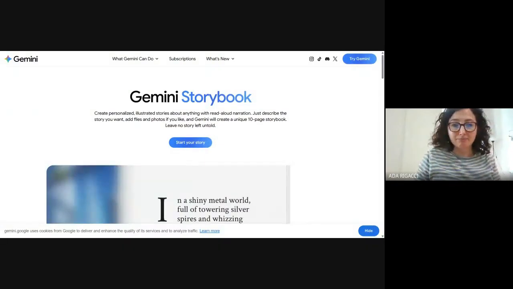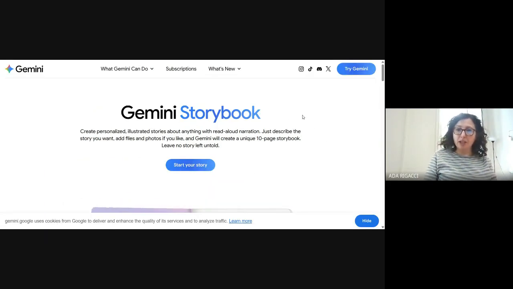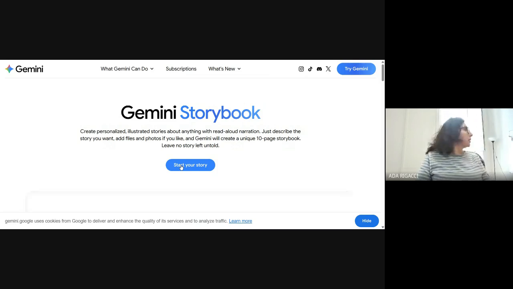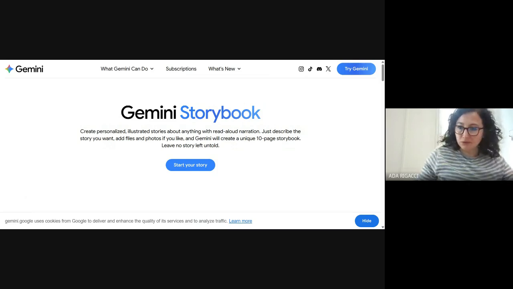Okay. So I will share the screen, and we are going to start with talking about a feature you probably don't know, which is Gemini Storybook. So I will show you how to use Gemini Storybook. Maybe you don't know, but you can create a book from scratch. As you can see, this is the page of Gemini Storybook.